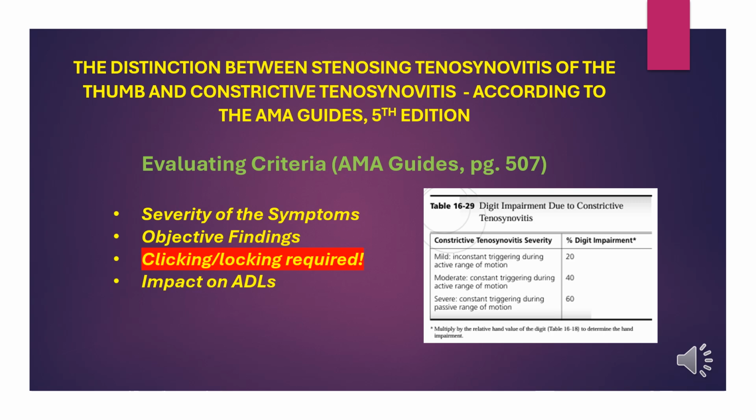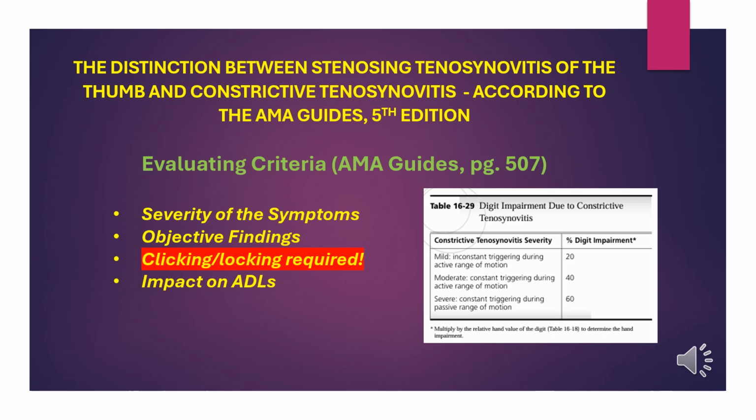So on page 507, you'll see in Table 16-29, digit impairment due to constrictive tenosynovitis. Permanent impairment is actually measured not by the presence of pain or merely acute or chronic inflammation of the flexor tendon of the thumb, but the presence or lack of presence of the triggering action of the digit. Now, the degree of impairment ranges from a mild, which would represent a 20% digit impairment, and that is an inconstant, occasional, or frequent triggering during active ranges of motion.